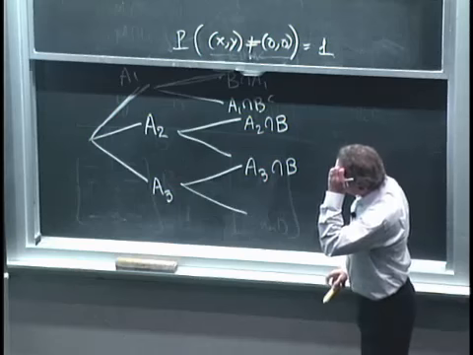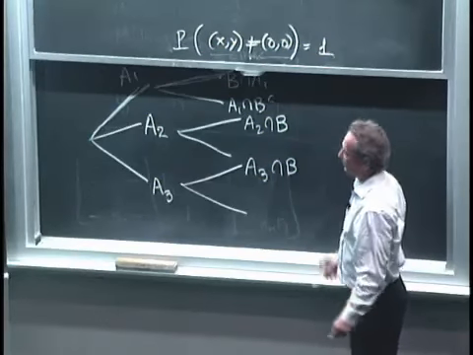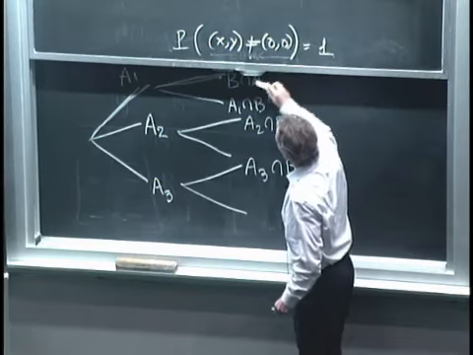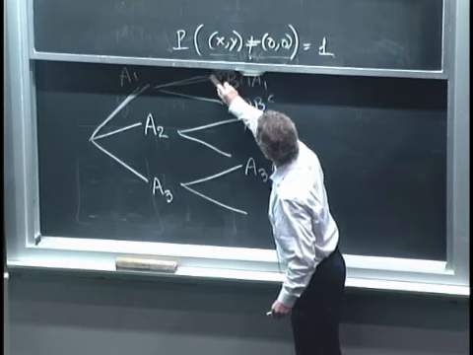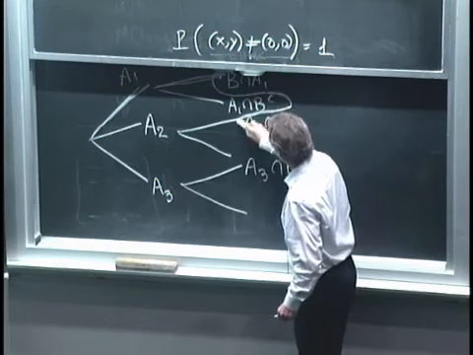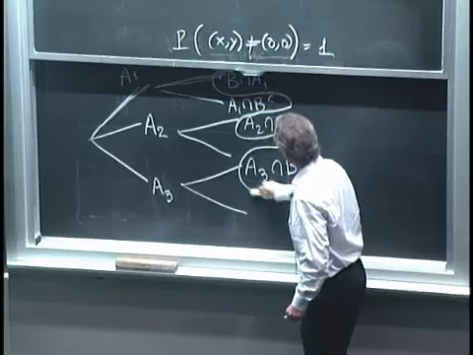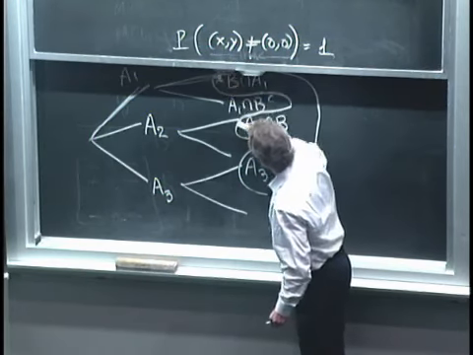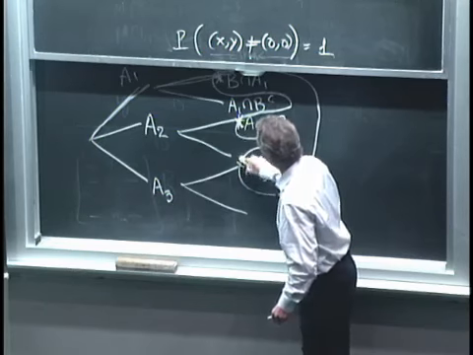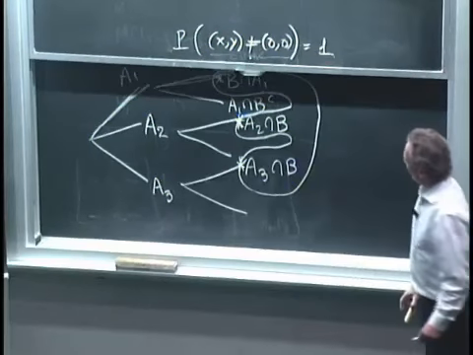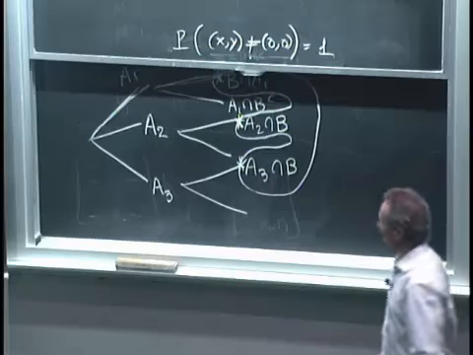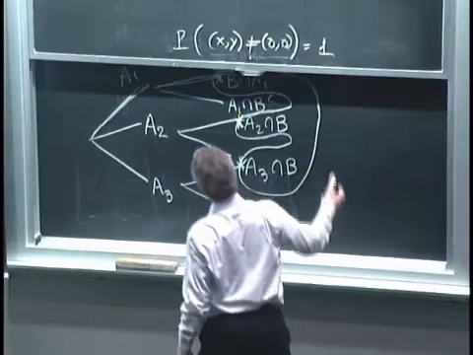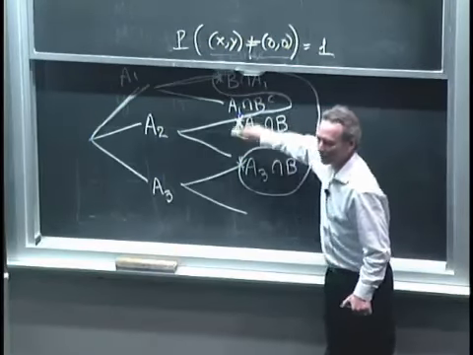Now we're asked to calculate the total probability of the event B. The event B can happen in three possible ways. It can happen here, it can happen there, and it can happen here. So this is our event B. It consists of three elements. To calculate the total probability of our event B, all we need to do is to add these three probabilities.